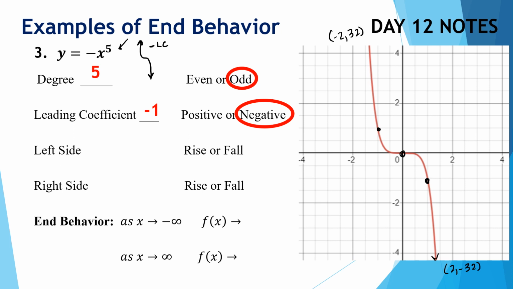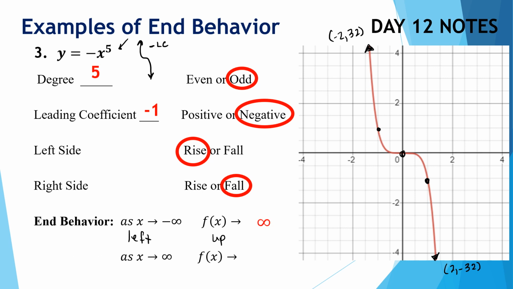And again, arrows are not there, but they are understood that both the left and the right sides of the function continue. So the left side of our function does continually increase, it rises, and the right side of the function, because of that negative leading coefficient, falls. So we can do our end behavior to the left. As x approaches negative infinity to the left, f of x goes up towards positive infinity.